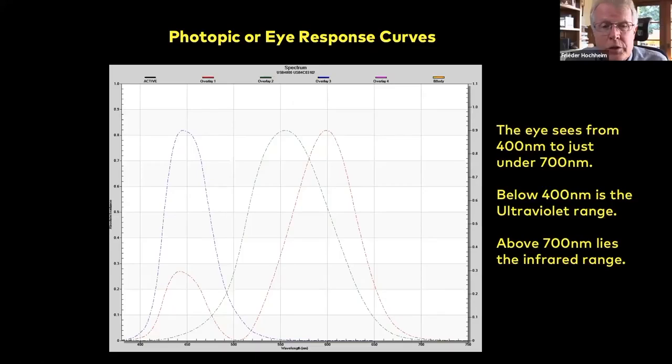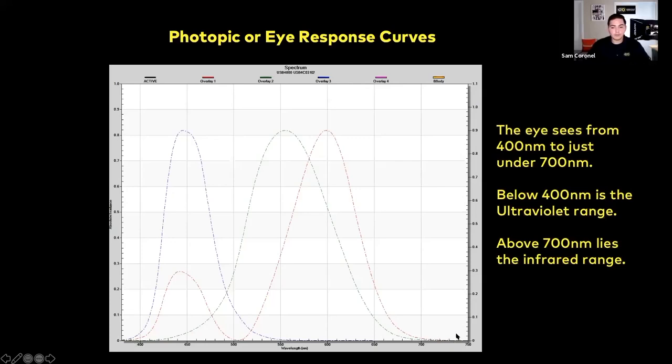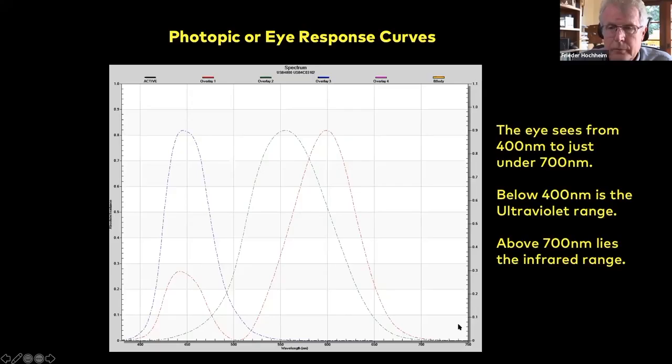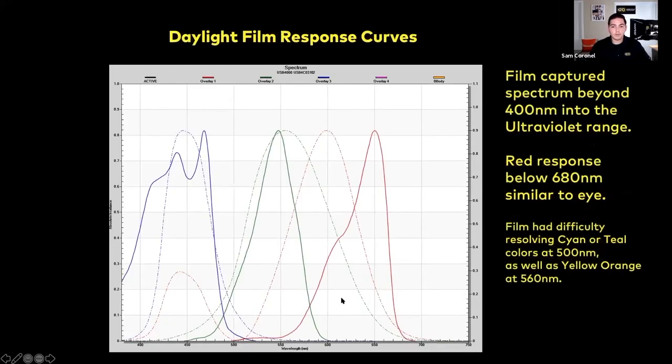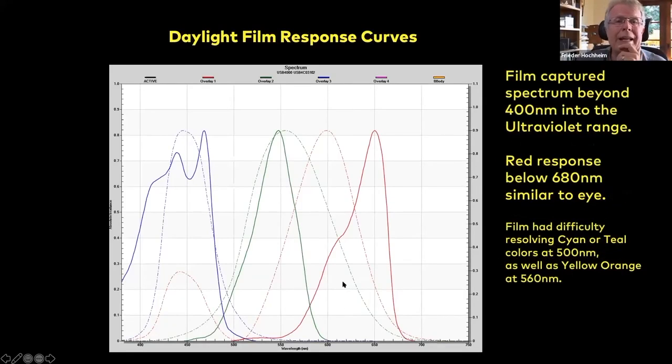Right. So what is eye response? Here's sort of a spectral chart of what the eye sees. Here's our 400 nanometer down here in the lower left, 700 and on over where IR. And let's overlay that with a film stock. So this was daylight film stock. And you start to see how it's different from the eye's response.